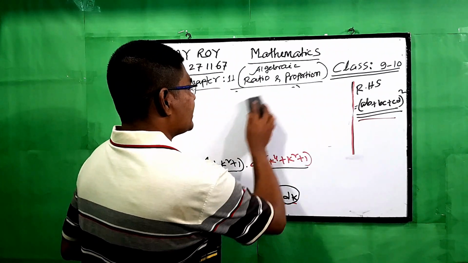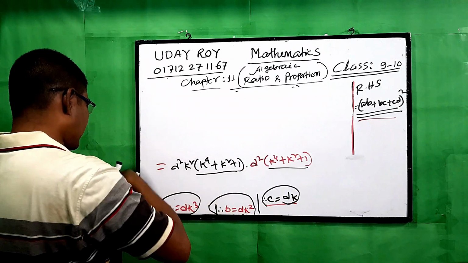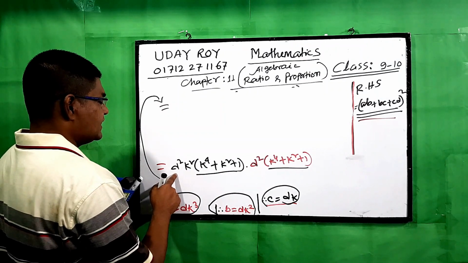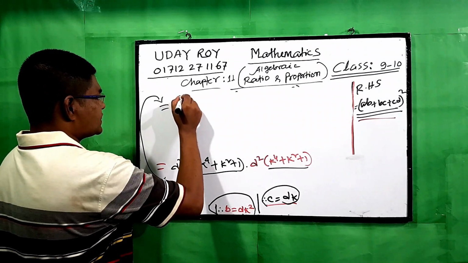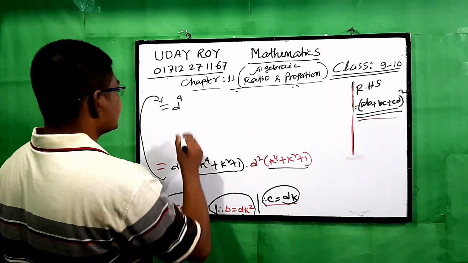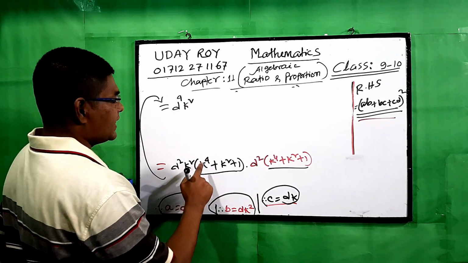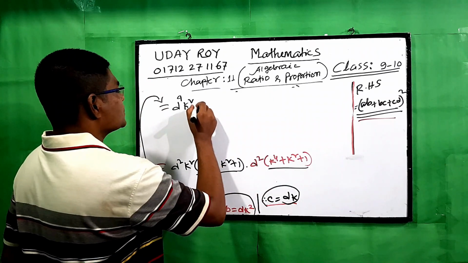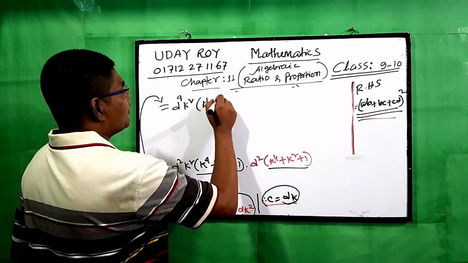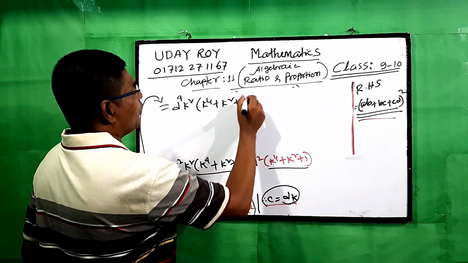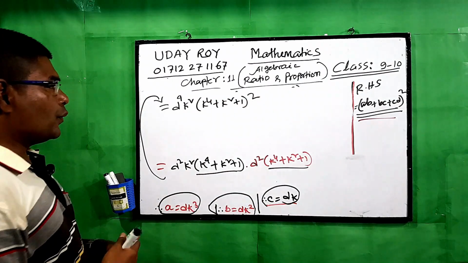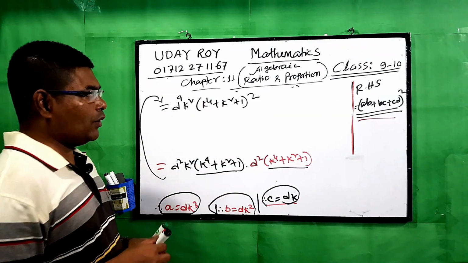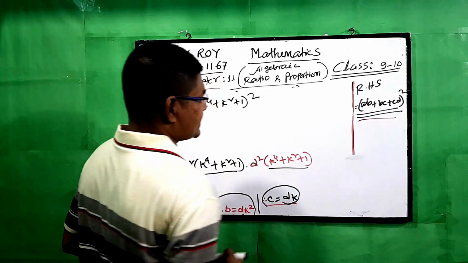Now we have come to this point. If we write here D square, here D square, so D square into D square is D4, here is k square, here is k square, k4 k square 1, k4 k square 1. So we can write D4 into k4 plus k square plus 1 whole square. So we have got the left hand side already. Now we have to solve the right hand side.